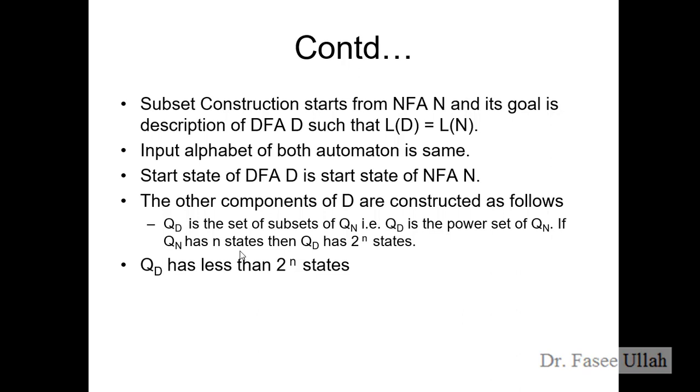We have another generic form for how we can construct a DFA from an NFA. The subset construction means that we have a condition like 0, 1. We have a slide. Subset construction starts from an NFA represented by N, and the goal is a DFA represented by D. So we can say the language of D is equal to the language of N. So it means the DFA is also equivalent to the NFA.